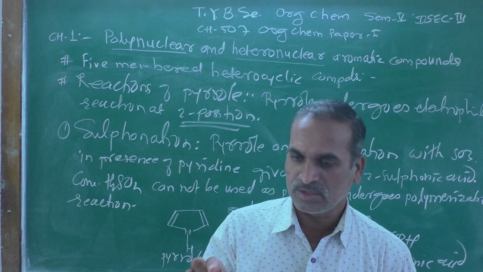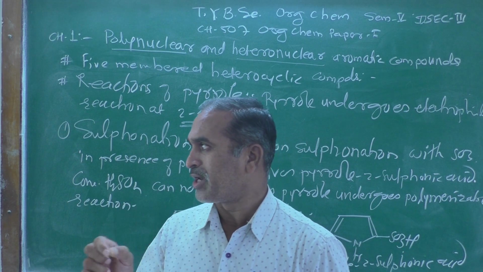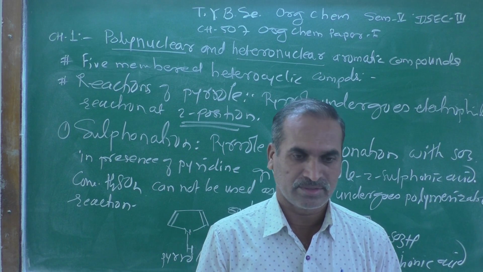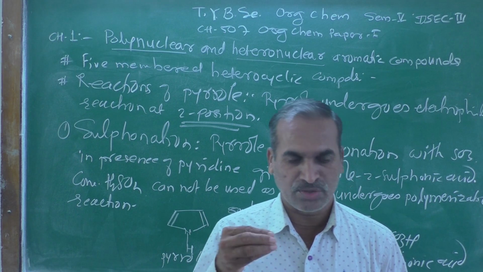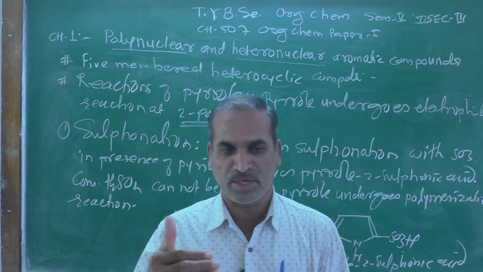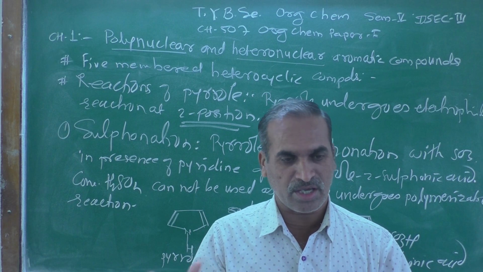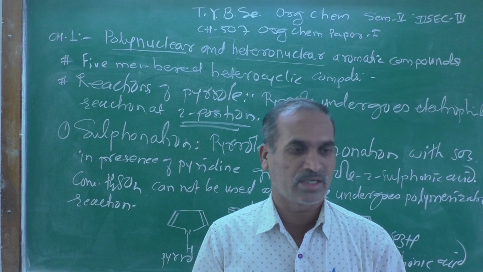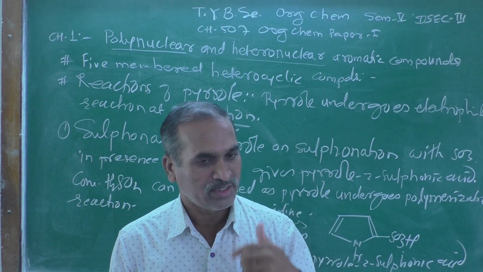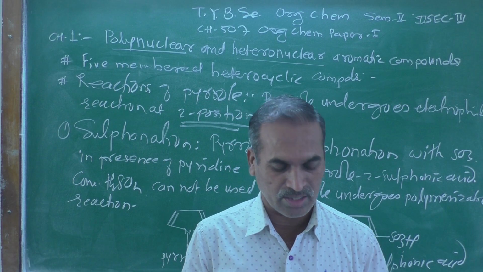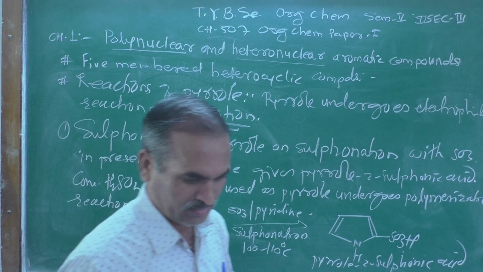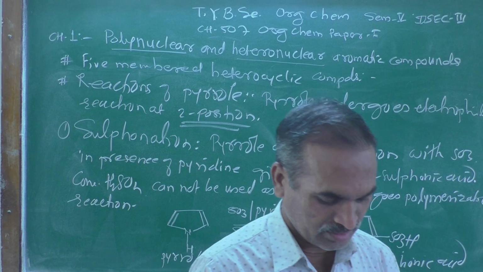Instead, to get 2-pyrrole sulfonic acid or pyrrole-2-sulfonic acid, the reagent which is employed is sulfur trioxide in presence of pyridine, and the desired product we needed is obtained by using these particular reagents. So that's the thing we have seen.